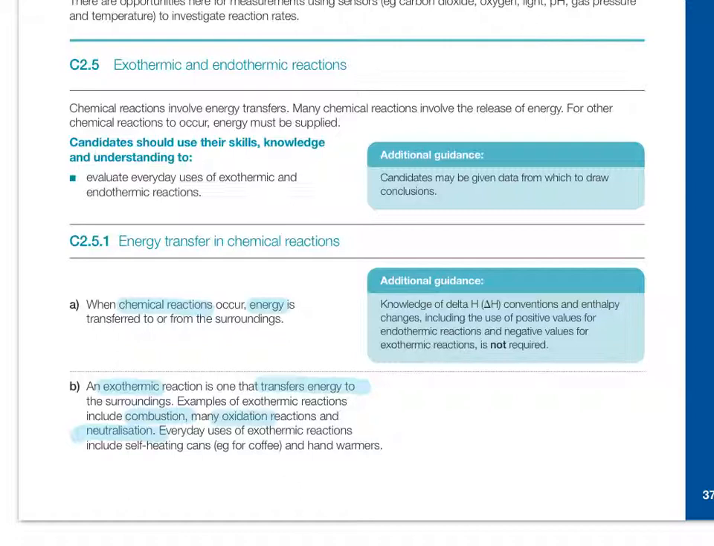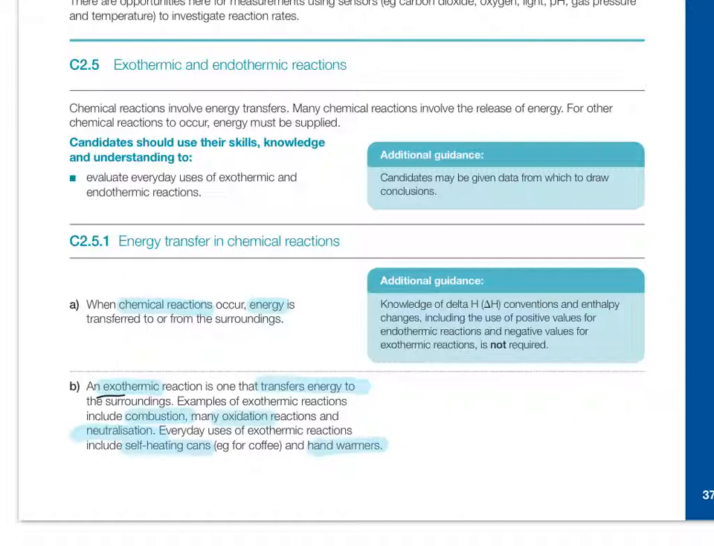There are some uses of these that are often brought up in exam questions, like self-heating cans and hand warmers as well. A trick to help you remember it is that exothermic sounds like exit. You'd go out and exit, and exothermic reactions give out energy. They give out heat. So that means that if you felt an exothermic reaction or put a thermometer near it, you would feel it getting warmer.